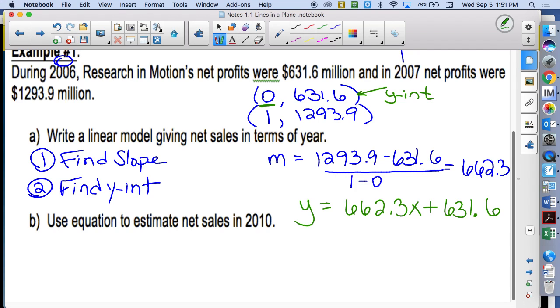So the slope is the amount they're gaining, earning every year. And then we have the y-intercept value. So part B, Libby, it says use the equation to estimate the net sales in 2010. What would you do there? You would put in 4 for X. Right. Because we said that 2006 was 0, 2010 is 4 years later, so using this equation here, we plug a 4 in for X.